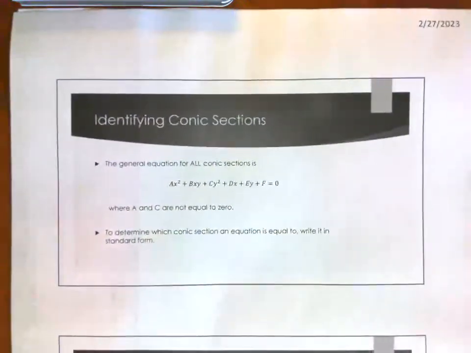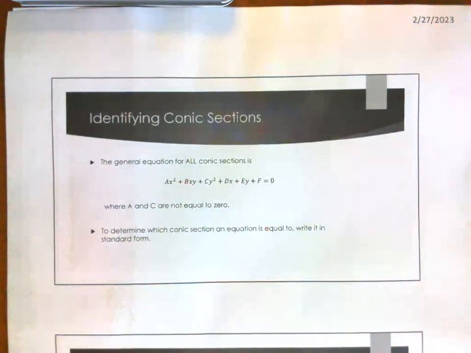So this is going to look more intimidating than I think it actually is. But this is the general equation for all conic sections. Basically, it's just saying that we can add up all of these things and set it equal to 0. And A and C cannot be 0. But basically, we're going to try and write things in standard form. This is the general equation for any conic section, but it's not standard form. We've looked at the 4 different standard forms. And so that's what we're going to do.